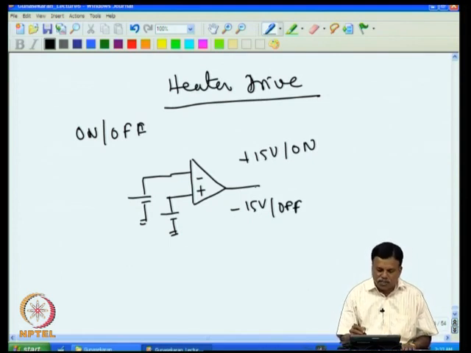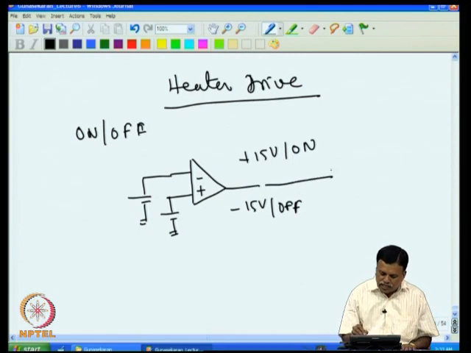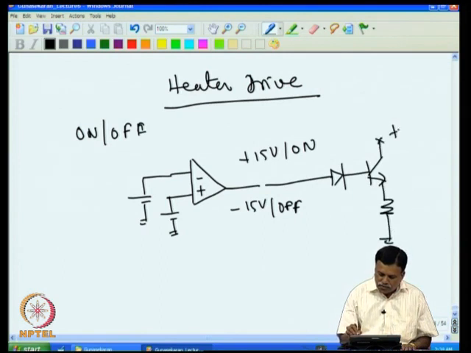So, for the on-off temperature controller, if it is plus 15, the heater is to be on, and minus 15, the heater is to be off. Now, for low power, of course, the easiest thing would be to connect this through a driver like this. So, I can have this and then I give a plus 15 volt, and then if the power level is high, I can do an improved version of this.